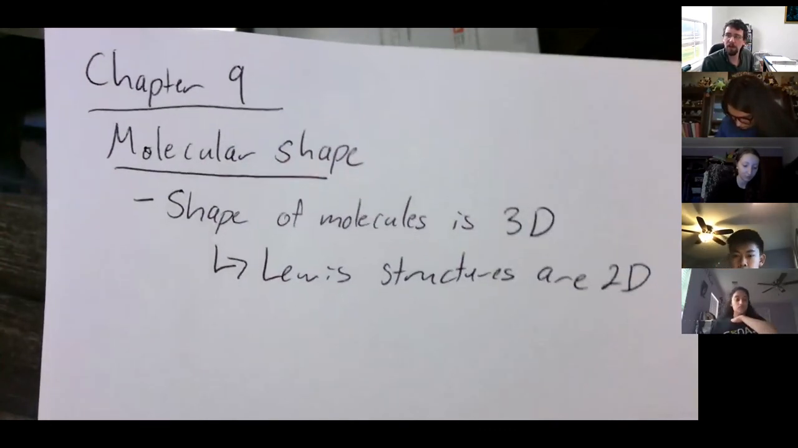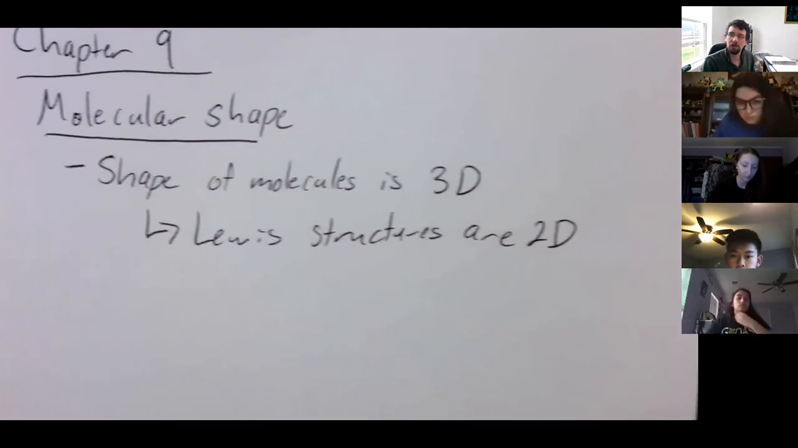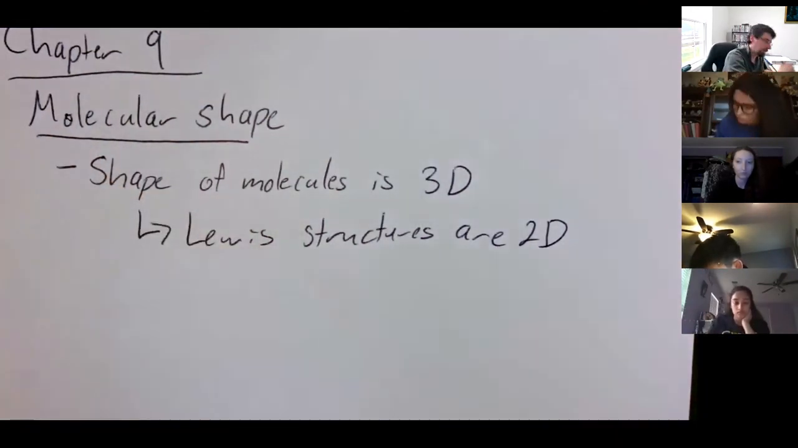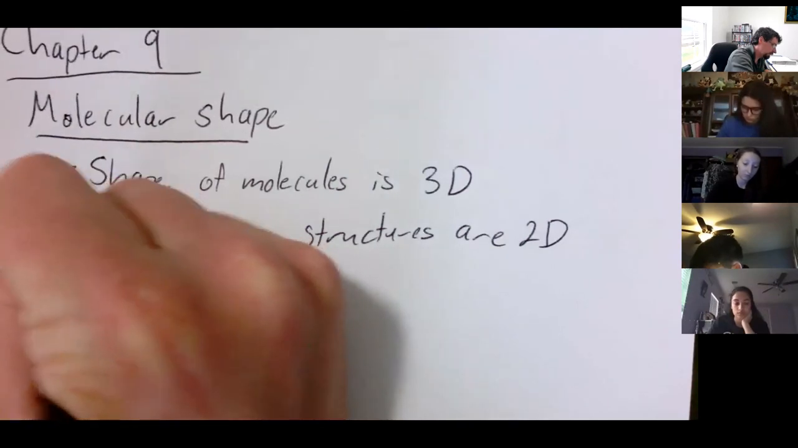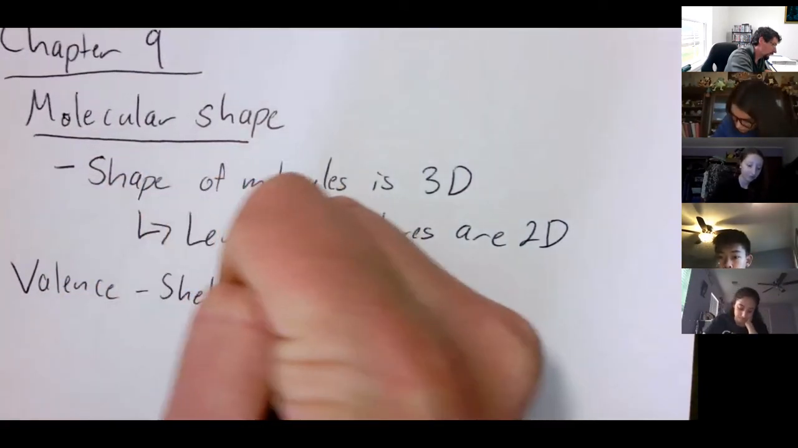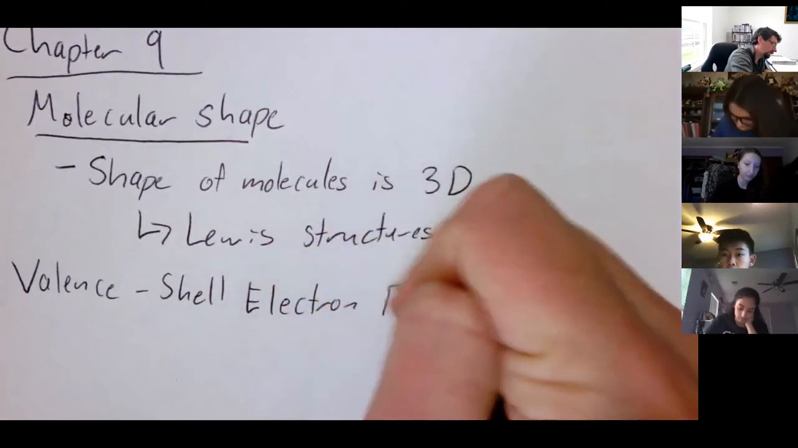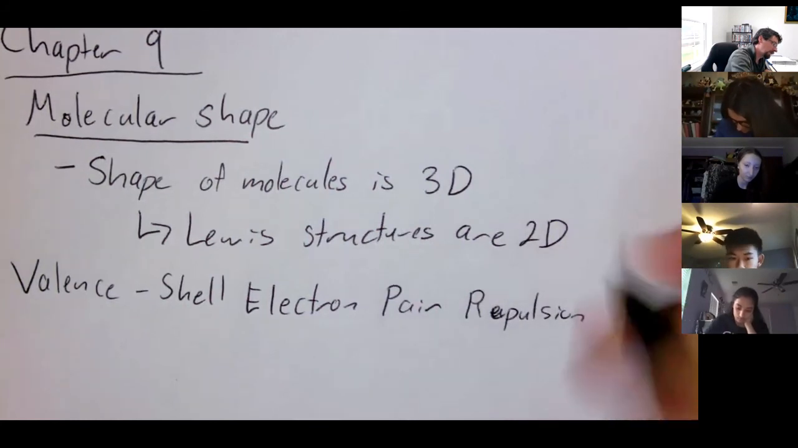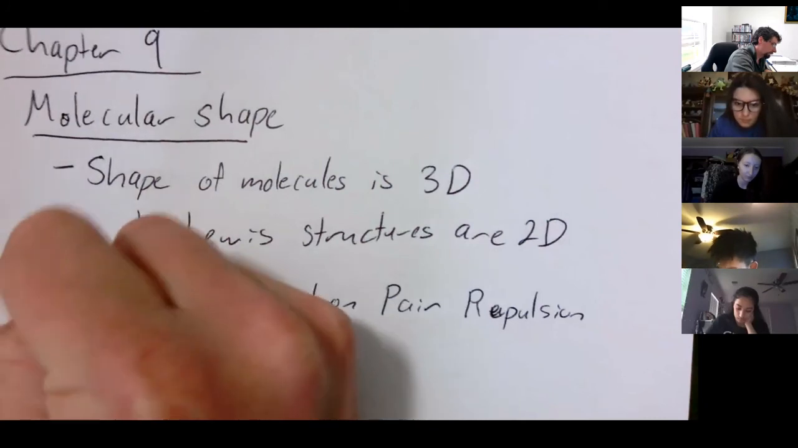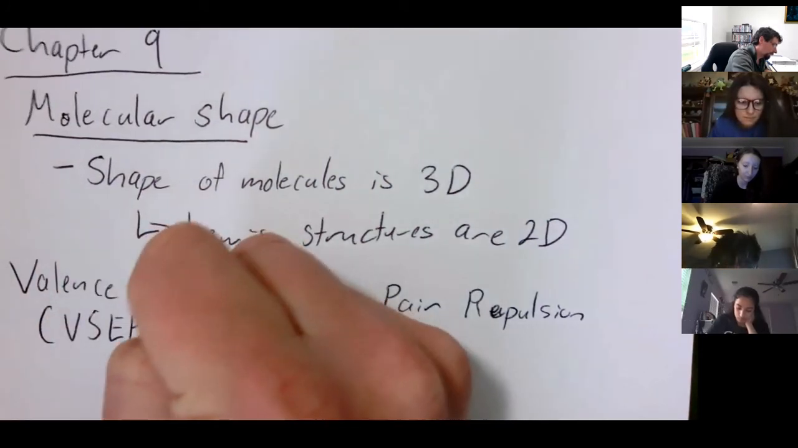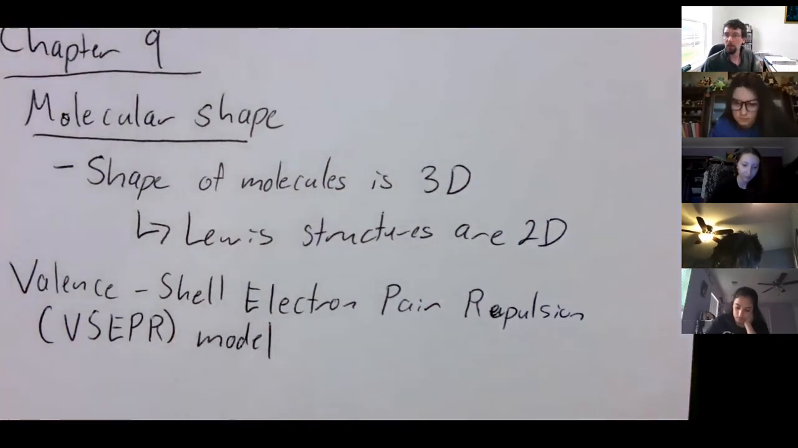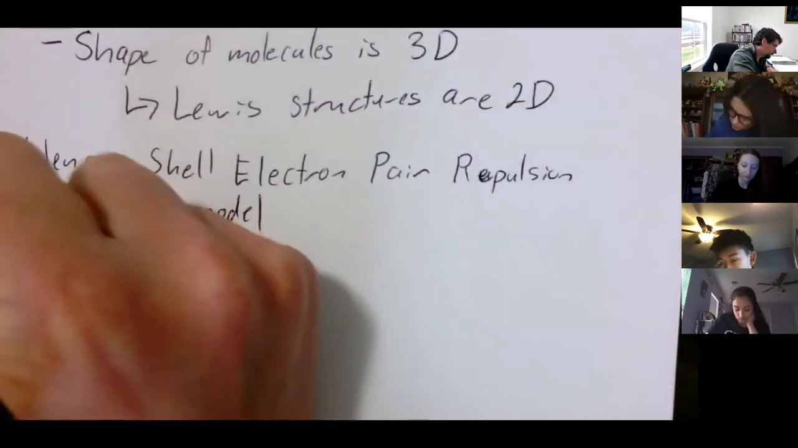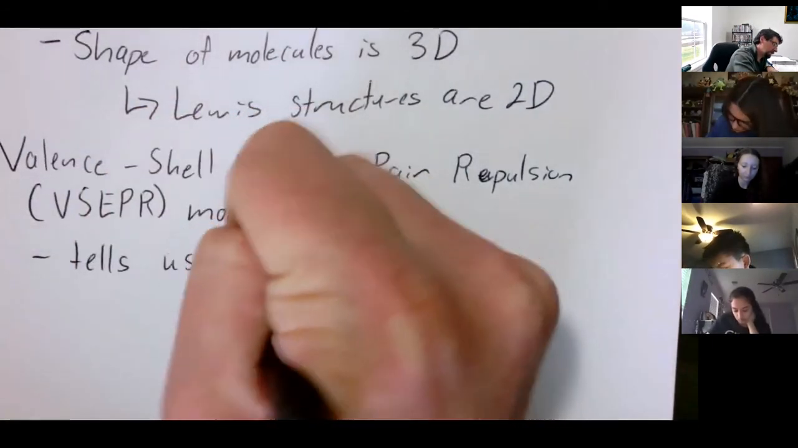And you might have talked about it in high school or in your AP courses. It's known as the VSEPR model, or valence shell electron pair repulsion model. And what this model can tell us is the three-dimensional shape of a molecule. It tells us the 3D arrangement.